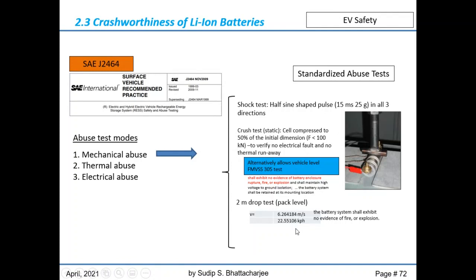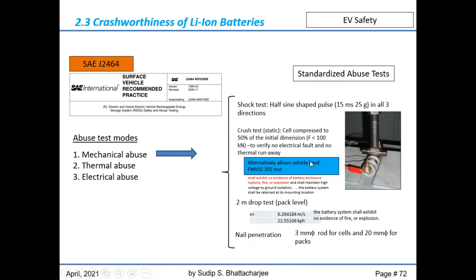In mechanical abuse tests, there are a few other things like the drop test from a 2-meter height, and also a nail penetration test with a rod, basically punching into the battery cell and making sure it does not cause any electrical or other thermal events. So in summary, there are pretty severe component level tests in existence in today's industry to assess the safety and integrity of the battery system.